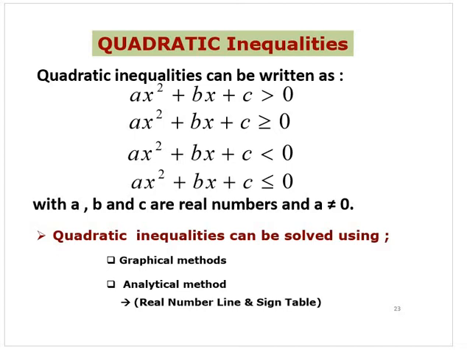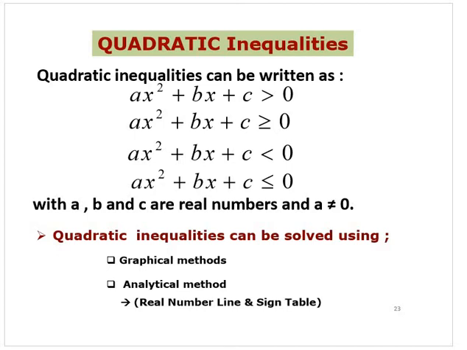Quadratic inequalities can be written as ax squared plus bx plus c greater than 0, greater than or equal to 0, less than 0, less than or equal to 0, with a, b and c real numbers and a cannot be equal to 0. If a is equal to 0, it will be linear.